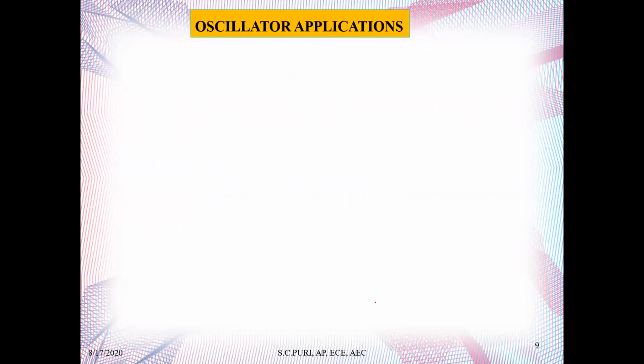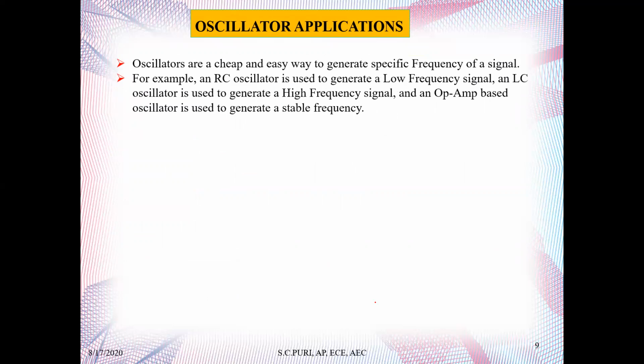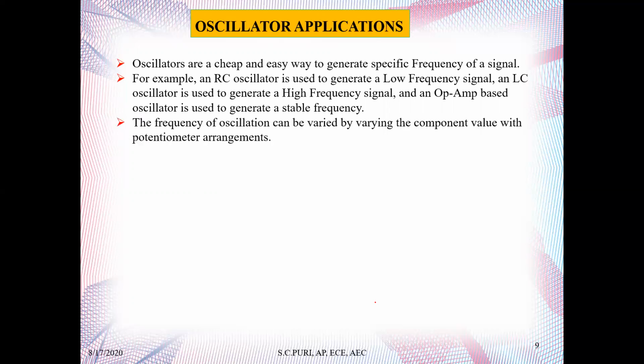Now the applications of oscillators. Oscillators are a cheap and easy way to generate a specific frequency of a signal. For example, an RC oscillator is used to generate a low frequency signal. An LC oscillator is used to generate a high frequency signal. And an op-amp based oscillator is used to generate a stable frequency. The frequency of oscillations can be varied by varying the component value with a potentiometer arrangement.